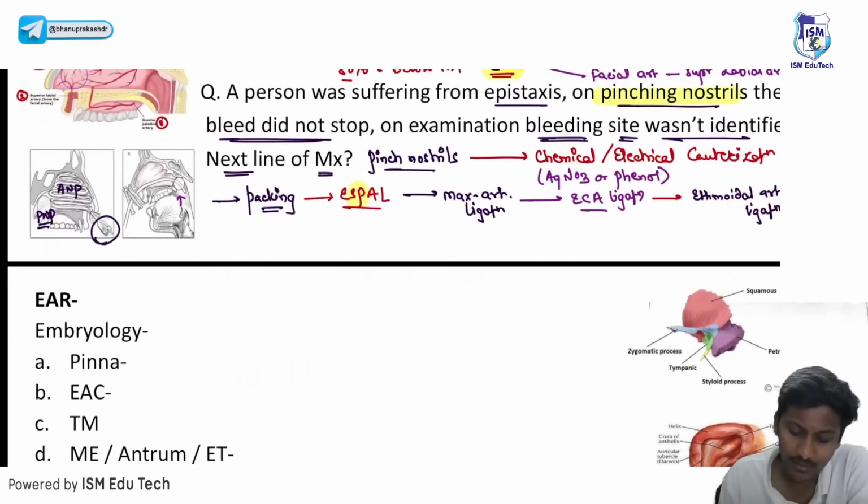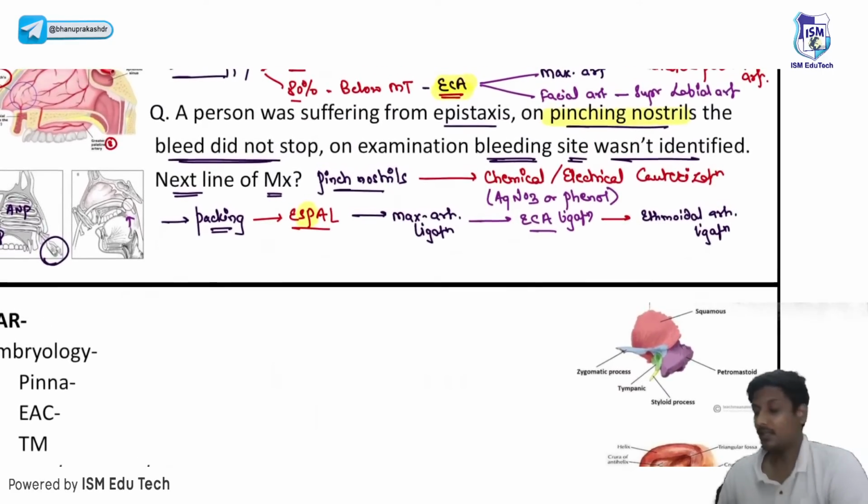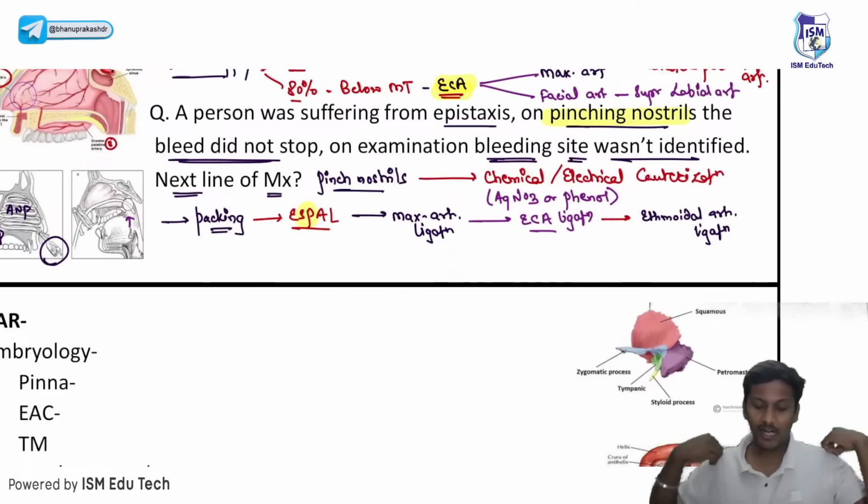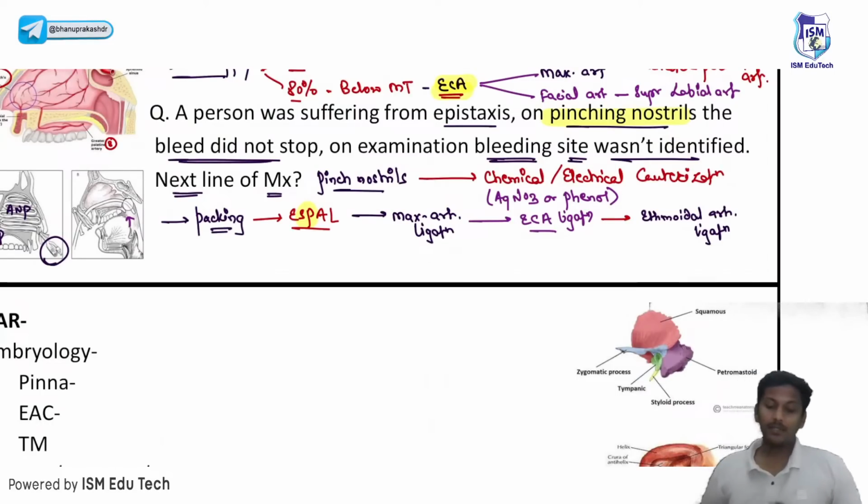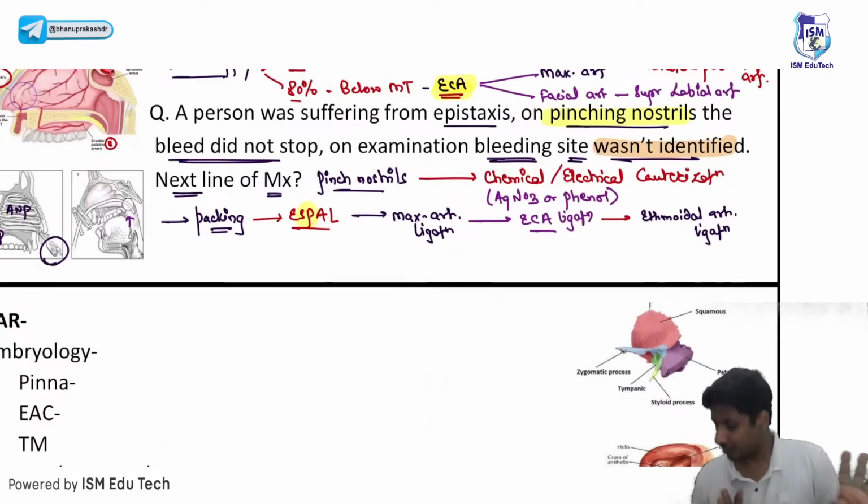So now what is the answer to this question? The question that I've asked. Please answer now. What is the answer to my question? A person was suffering from epistaxis; on pinching nostrils the bleed did not stop. On examination, the bleeding site wasn't identified. Next line of management? They have tried pinching of nostrils.